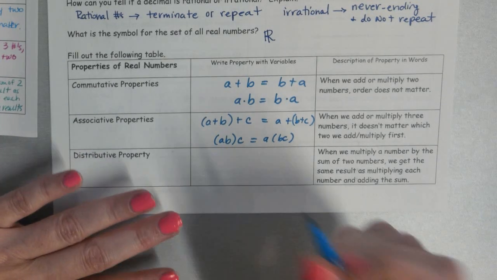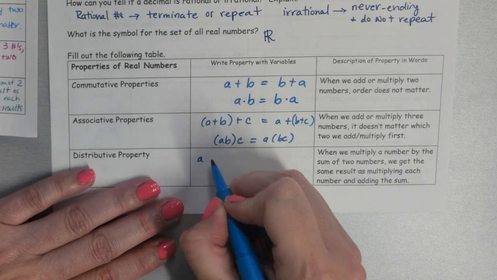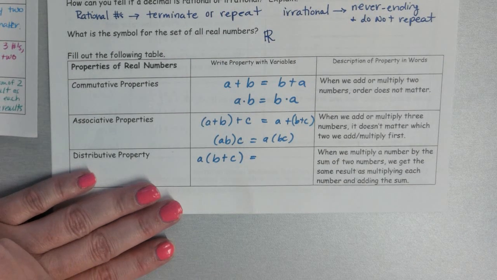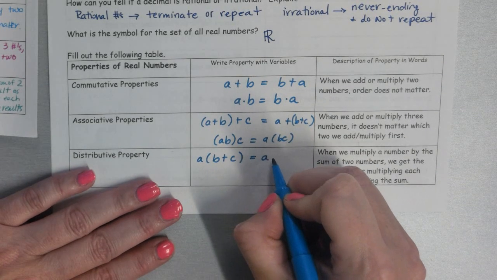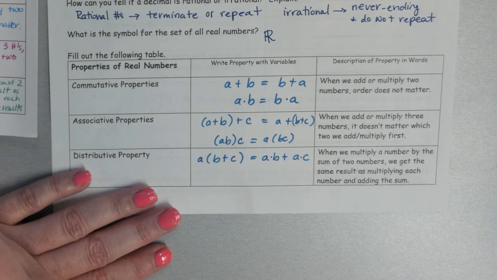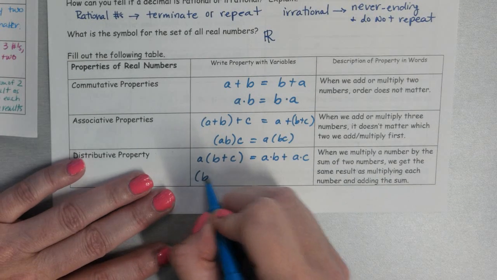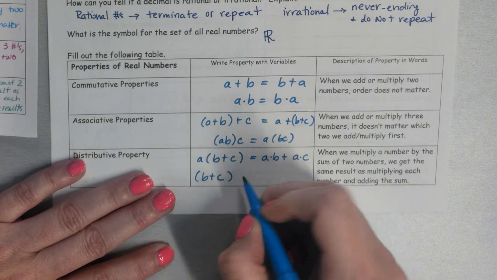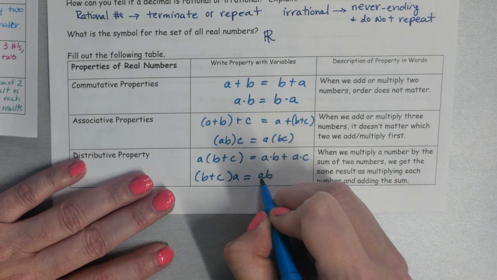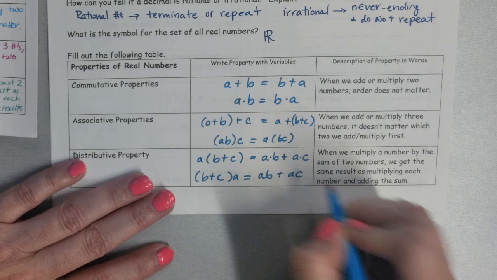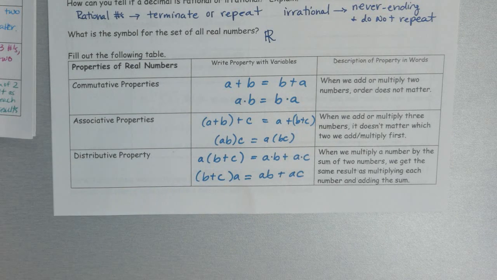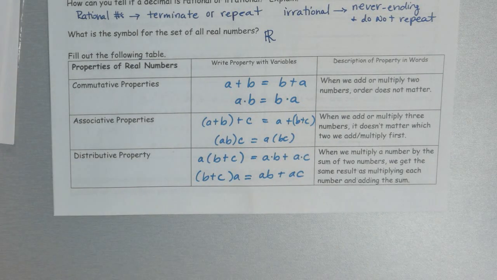All right, our good buddy, the distributive property. So if you had A times B plus C, and you distributed, that means you would have A times B plus A times C. Okay, and that is the same thing as when you do B plus C times A, you get the same outcome, the AB plus AC. So it doesn't matter if that factor is in front or behind, same result.